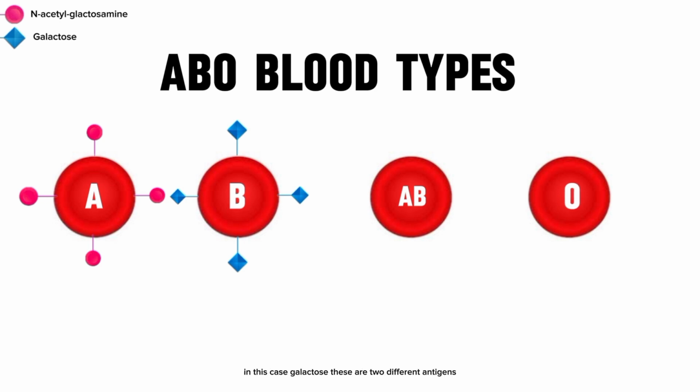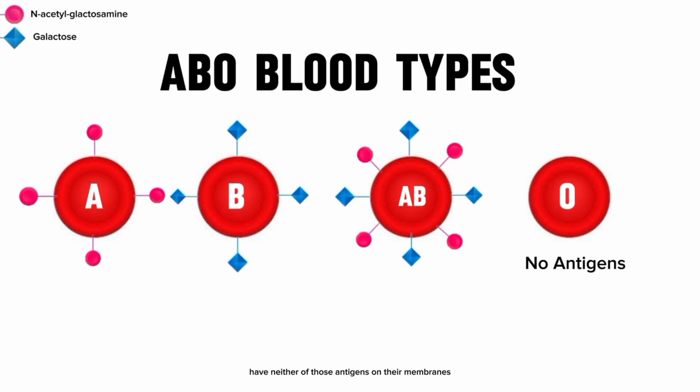People with blood type AB express both types of these glycolipids, so both antigens. Blood type O red blood cells have neither of those antigens on their membranes. They just express a basal form of the membrane glycolipids.